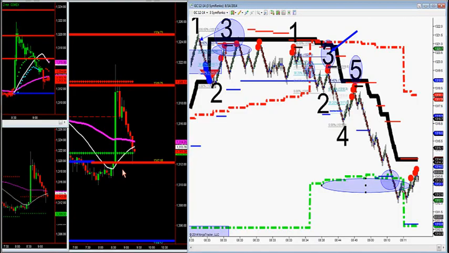If it didn't, if it broke 13.10, we'd take it short down to 13.03, 13.04. Either way, doesn't matter. You got to know your levels. If you know your levels way ahead of time, if you can trade the fastest market with news, you can trade any market any given day.